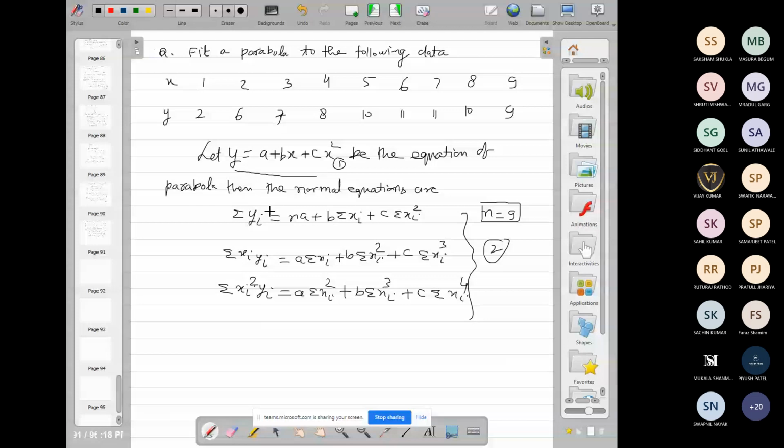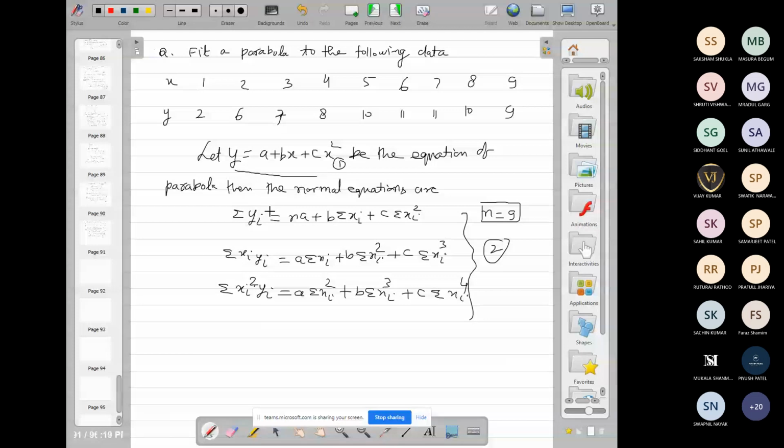Done? Hello. Yes sir. Solved? Yes sir. How much is it coming? y is equal to minus 0.921 plus 3.52x minus 0.267 x square. Okay, okay.